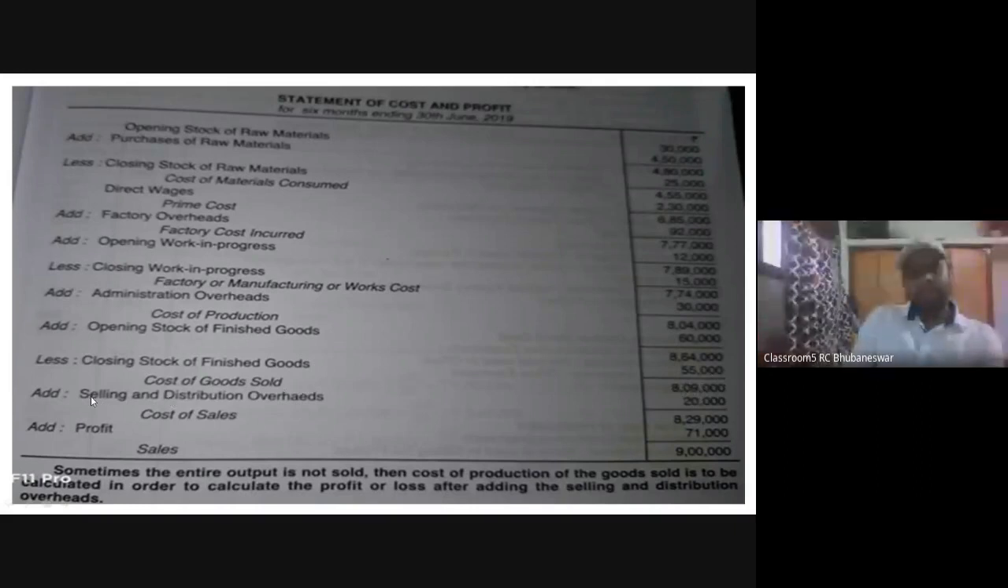Next, there is selling and distribution overhead given 20,000, so we are adding that one and getting the total cost as 8,29,000. So the total cost we got, that is cost of sales or total cost 8,29,000, and our total sales is given 9 lakh. So 9 lakh minus 8,29,000. So sales is greater than the total cost. So difference is profit 71,000. So here sales is 9 lakh and total cost is 8 lakh 29,000. So the total profit we have arrived at, that is 71,000.